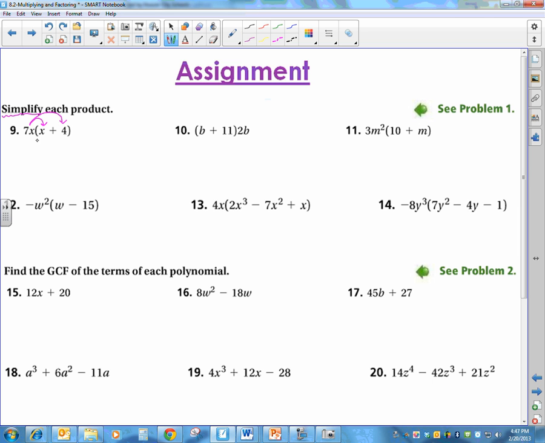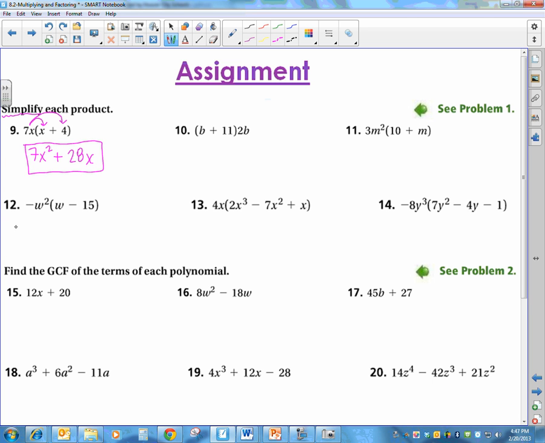So we multiply 7 times 1 is 7. X times x is x squared. 7 times 4, we carry down the same sign, plus 7 times 4 is 28. And we have an x, so we have to have that also. So that gives us 7x squared plus 28.